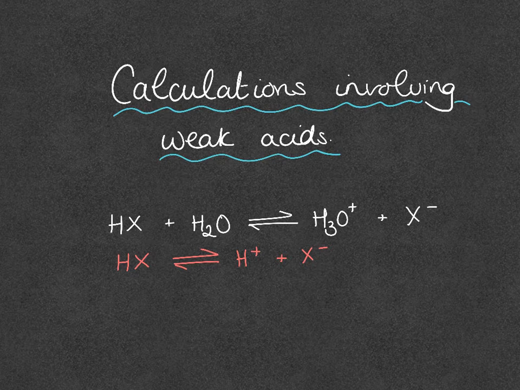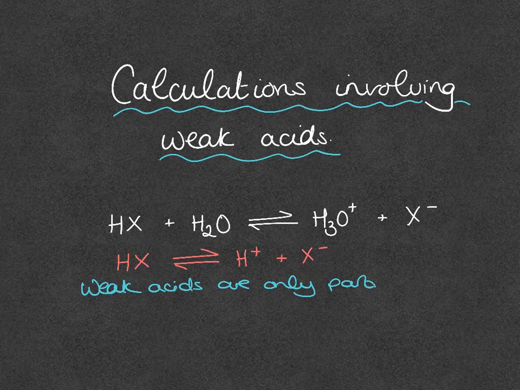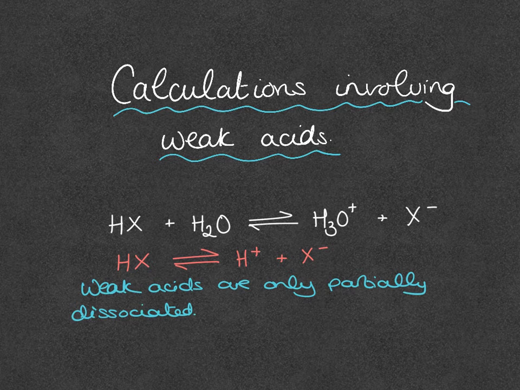Now when we've had a strong acid, we have assumed that there is complete dissociation, and therefore if we know the concentration of H+, we can just plug it straight into minus log to the base 10 of the hydrogen ion concentration and get the pH. Now we cannot do this with weak acids, because weak acids are only partially dissociated. And that means that we can't find out the concentration of H+ just from the concentration of the acid. We're going to have an additional step in there.